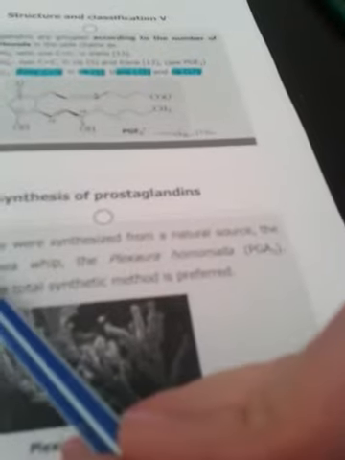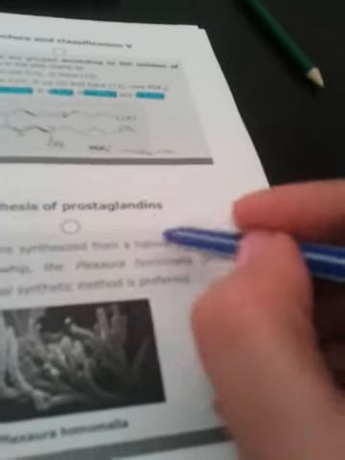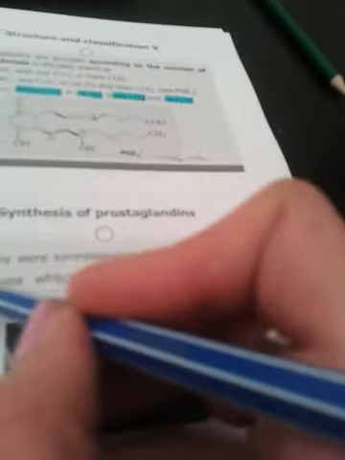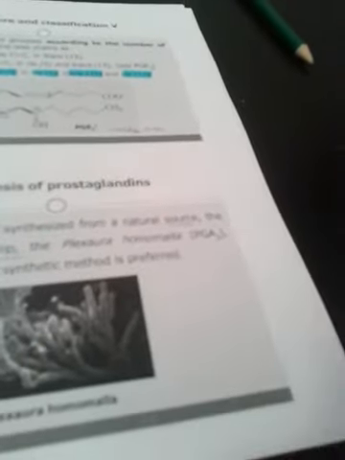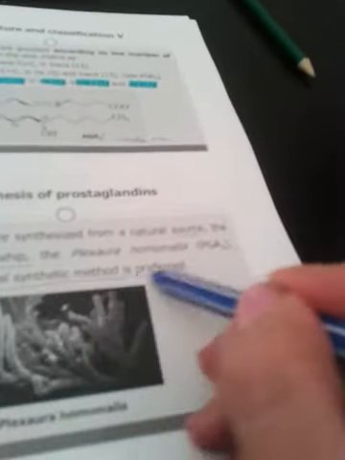Synthesis of prostaglandin. Previously, they were synthesized from natural sources, from the Caribbean sea whip, Plexaura homomalla. Nowadays, they are totally synthetic. They are produced in the factory. It means all of this is not important. Good.